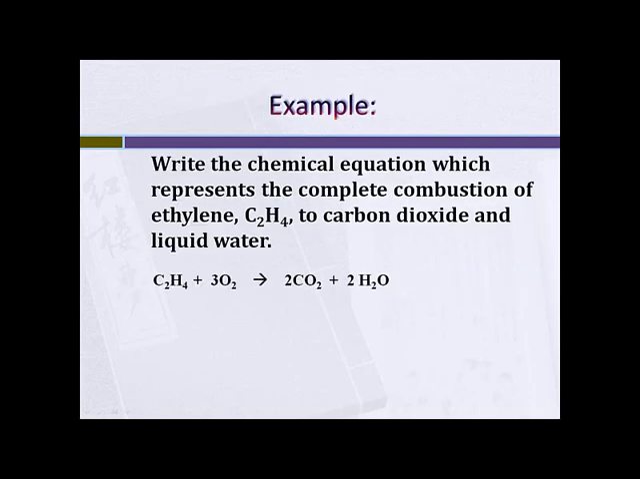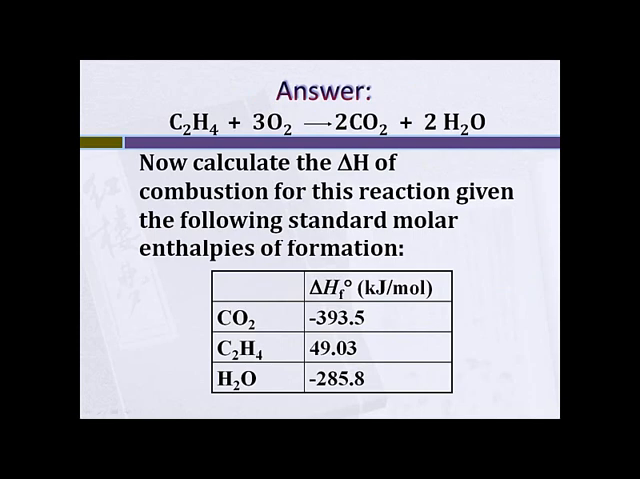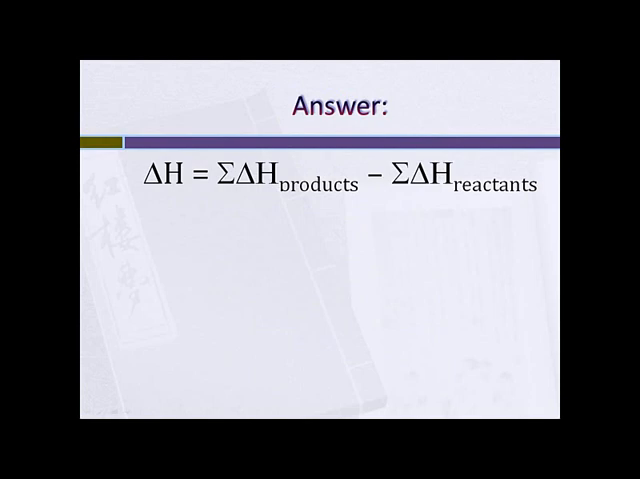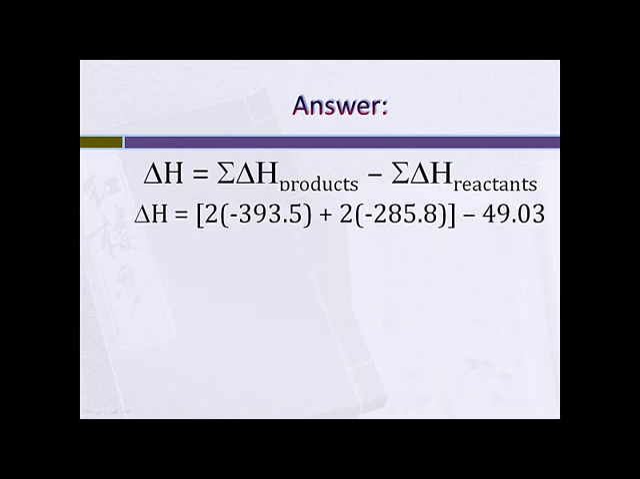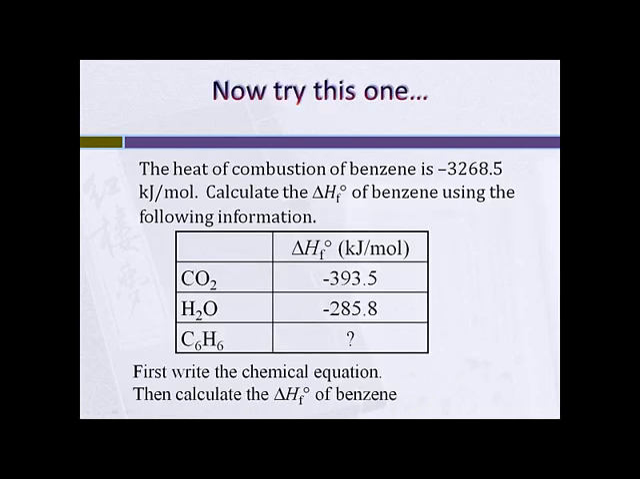So here's an example. We're going to burn some ethylene to produce carbon dioxide and liquid water. Now what we need to do is calculate the delta H of combustion for this reaction given those standard molar enthalpies of formation. Those are all in kilojoules per mole. The delta H equals the sum of the delta H of the products minus the reactants. And we put in the values. 2 times negative 393.5 plus the 285.8 for the water minus the 49.03 for the C2H4. We get an answer of negative 1,408 kilojoules. And that is indeed the value.